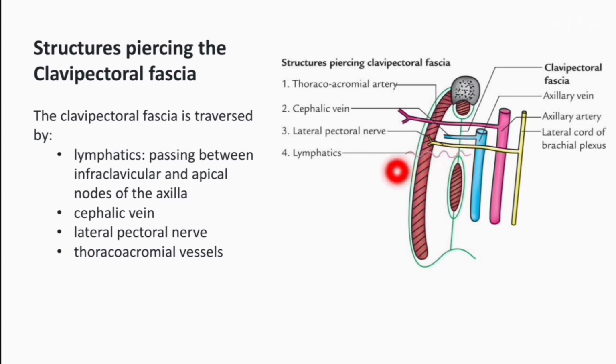You can remember these structures with the help of a mnemonic called CALL. C for cephalic vein, A for thoracoacromial artery or the acromiothoracic artery, and two L's for the lateral pectoral nerve and the lymphatics.